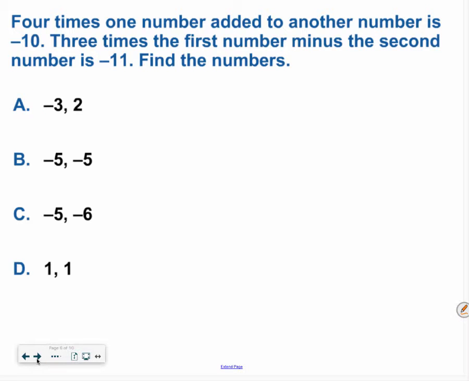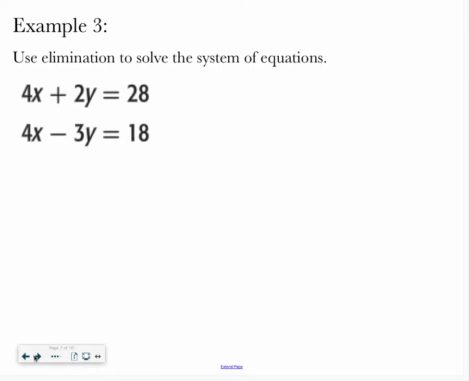Hopefully you said that the two numbers were negative 3, 2. If you have any questions on that, be sure to star it and ask, or make some sort of mark. Let's look at example 3.